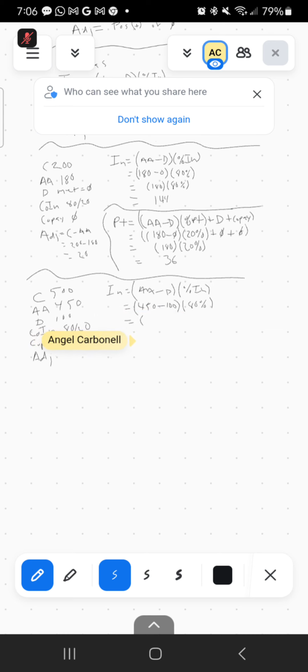And you go now, 450 minus 100. What did I say? 450 minus 100 is 350. Times 80%. So you calculate that, you put it in the calculator: 350 times 80%. And it says $280.